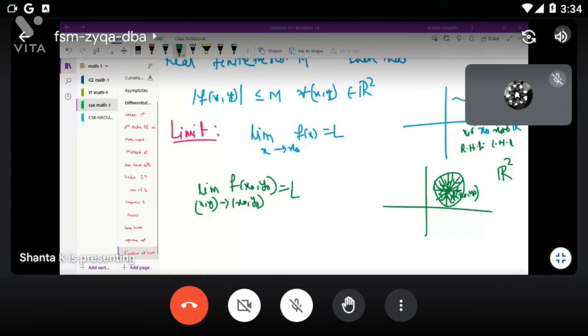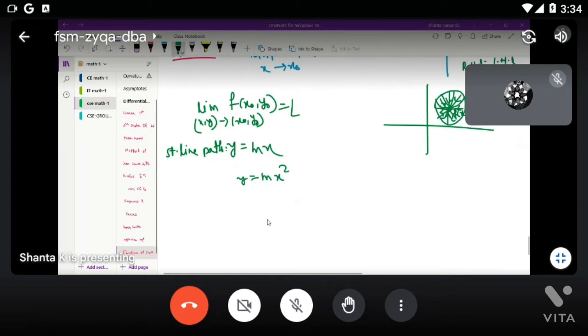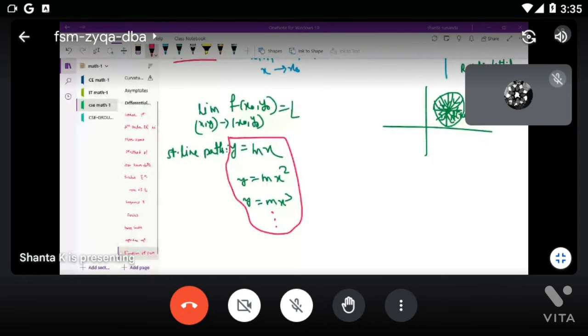So if you look at the straight line paths, you can consider y equals mx. For some curvilinear paths, you can consider y equals mx square, y equals mx cube. So these are some examples you can see.